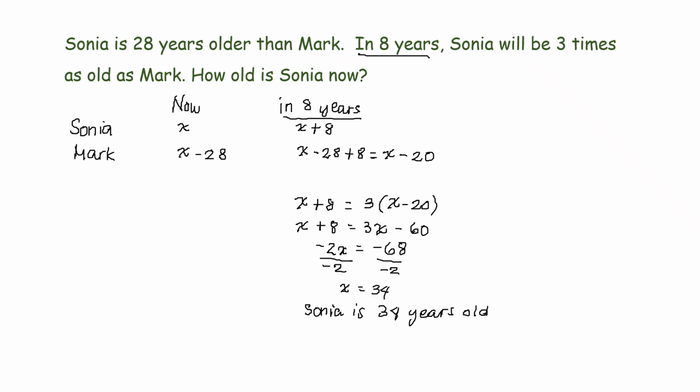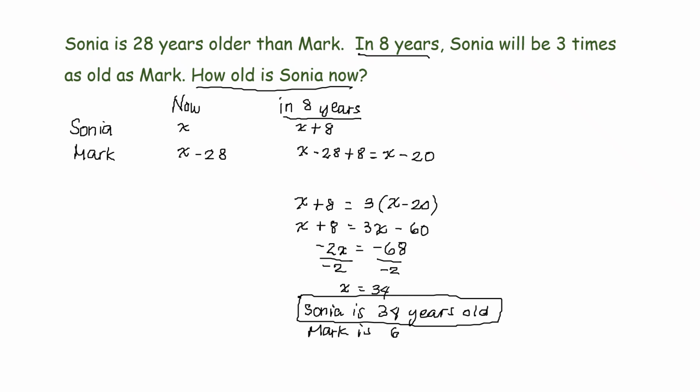Now, I want to know how old Mark is. So if Sonia is 34, minus 28, that's Mark's age. 34 minus 28 is 6. Is that right? 28 plus 6 is 34. Okay, Mark is 6 years old. The reason why I want to know how old Mark is, though the question is how old Sonia is, that's the answer, is because I want to check if our answer is correct.